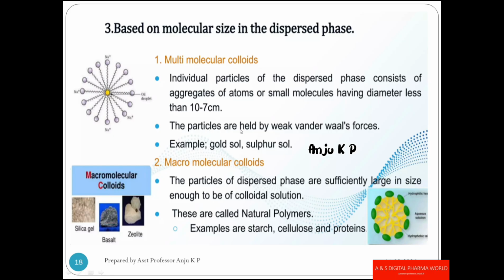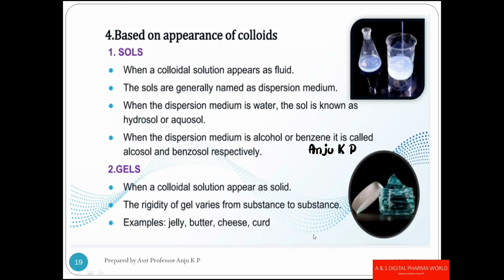The particles are held by weak van der Waals forces. Example, you can give gold sol, sulfur sol. Next, macromolecular colloids. The particles of the dispersed phase are sufficiently large in size to form a colloidal solution. These are called natural polymers. You can give the example of starch, cellulose, and proteins.